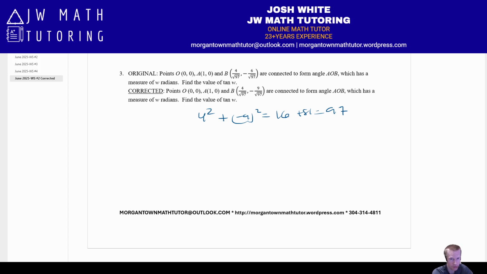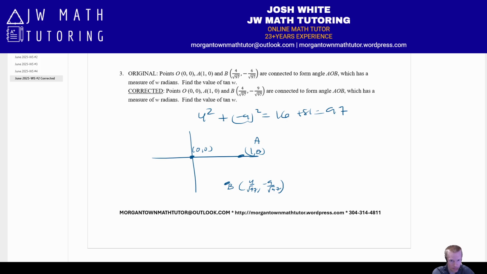I've corrected it in the worksheet, and now I'll show you how you would get the answer for these values. It's the same basic thing. Here's point A at 1, 0. Here is the origin at 0, 0. And then down here is point B, 4 over root 97, negative 9 over root 97. Notice it's not drawn to scale, because the horizontal distance should actually be less than half of the vertical distance, so it should probably be way down here. But just ignore that for right now.